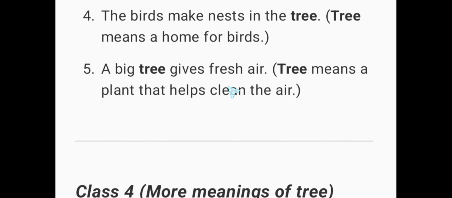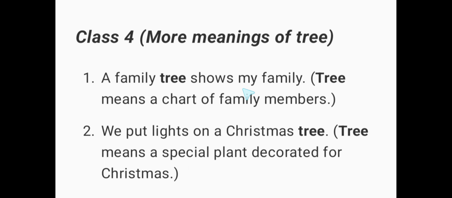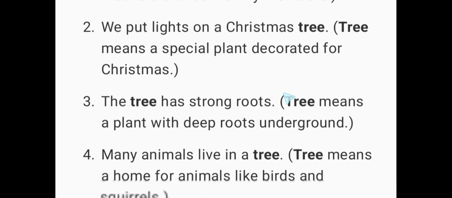A big tree gives fresh air. Tree means a plant that helps clean the air. More meanings of tree. A family tree shows my family. Here, tree means a chart of family members. We put lights on a Christmas tree. Tree means a special plant decorated for Christmas.